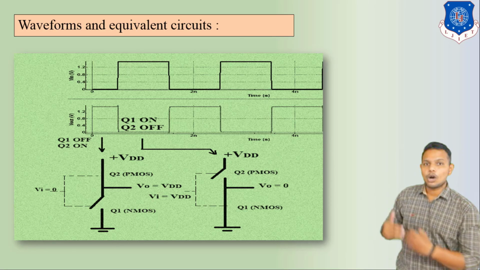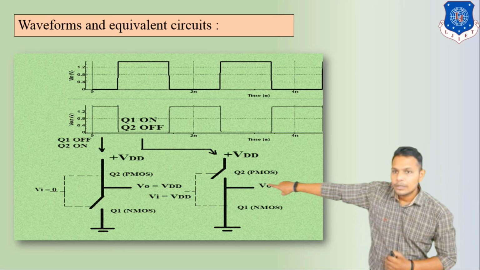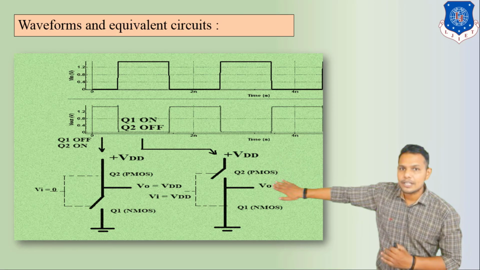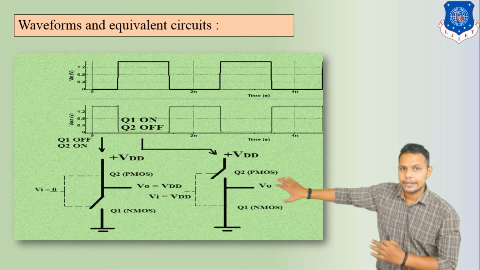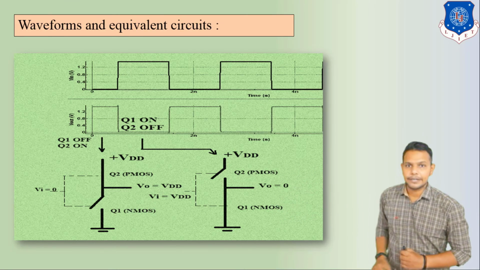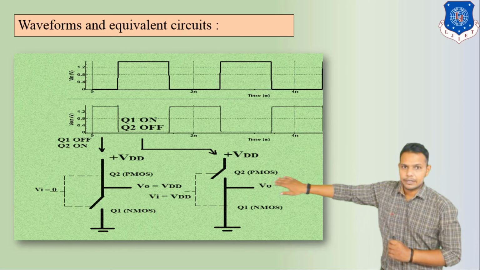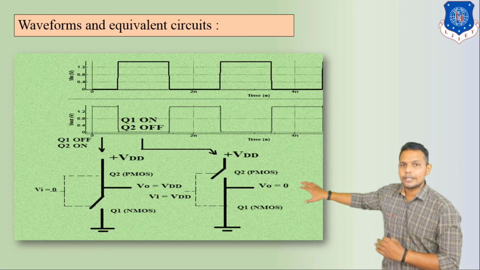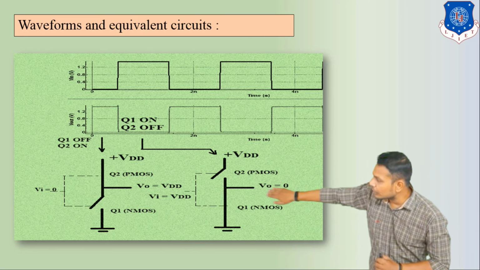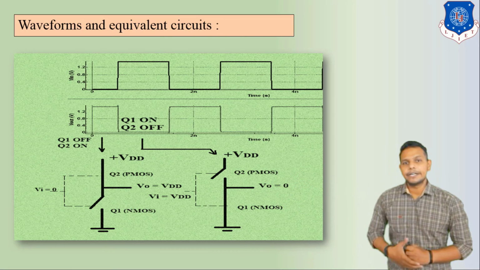Similarly, if your Q1 is off, Q2 is on. So here we can see your Q2 is on. That means it is closed circuited. It is equivalent to the closed circuited. And Q1 is off. That means it is equivalent to the open circuited. So current flows from VDD to output side. That's why your output voltage is equal to the VDD. Here we can see if your input Vi is equal to 0, then your output is equal to VDD.